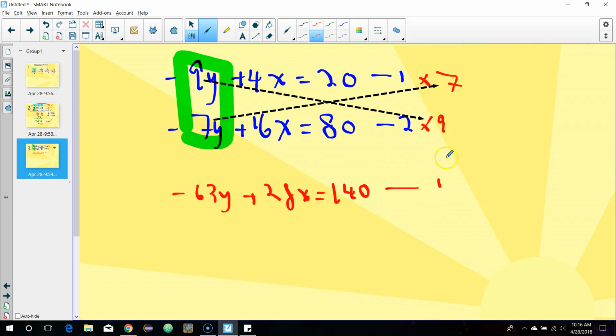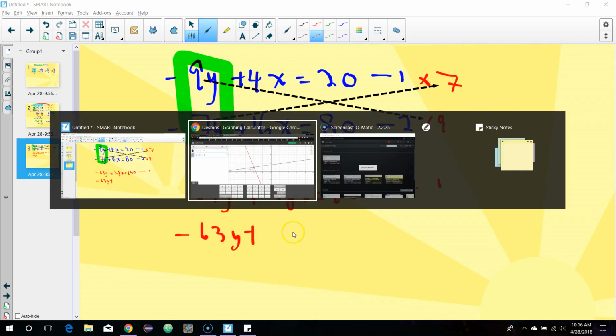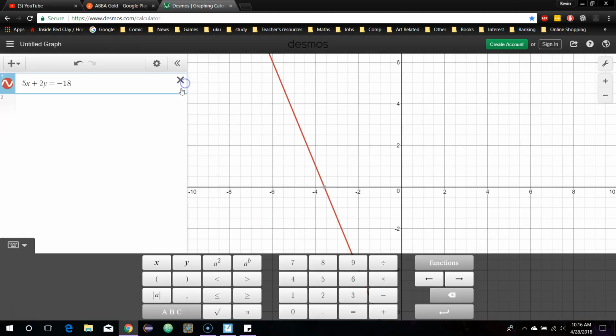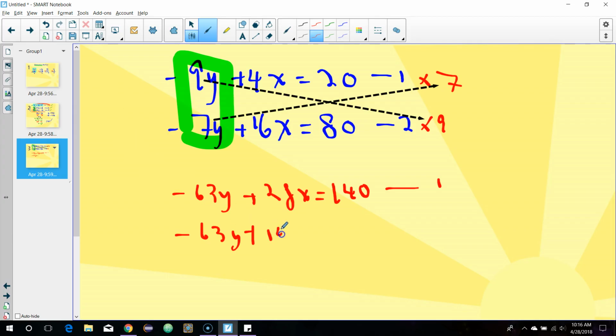My second equation, I know that this is going to be negative 63y. If not, multiply it out. 16 times 9 is a little bit more difficult. I'll just do it on decimals. 16 times 9 is 144, so 144x, and 720. That's the second one.